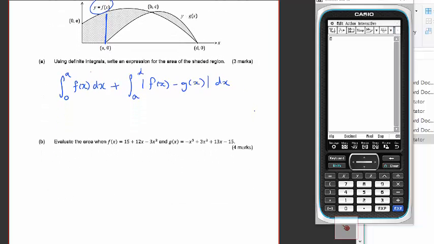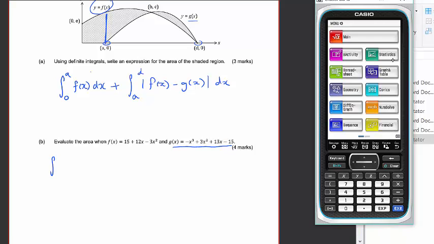So we now want to do this when these are the functions. So we're going to have the integral from 0 to a. Now we need to figure out what the a is here. And the a is one of the points where g of x crosses the axis, and the other one is where they both do. So let's just work with the g of x, which is this one here.